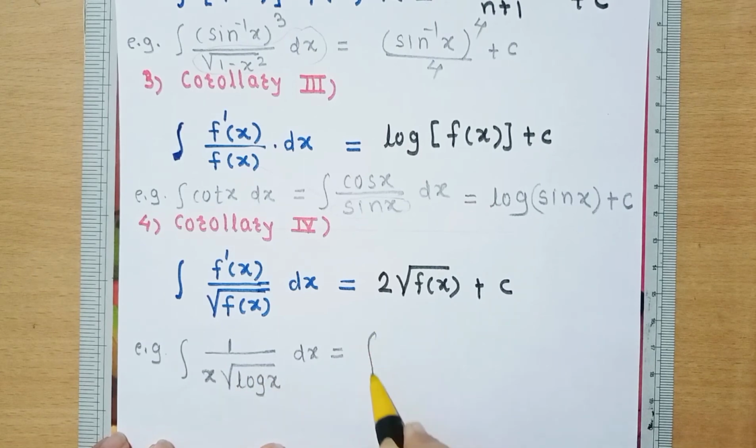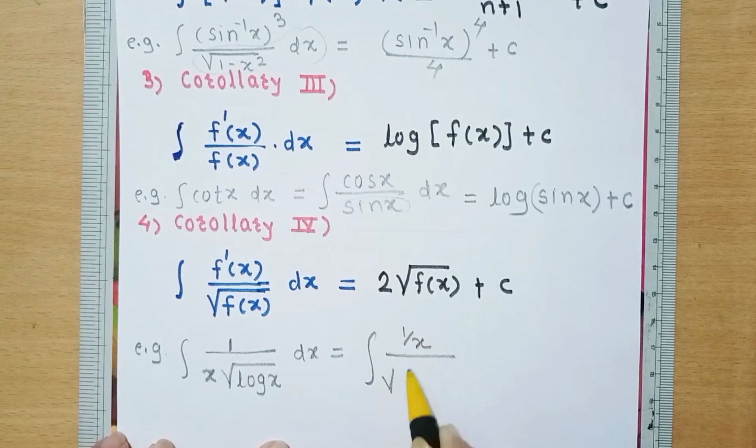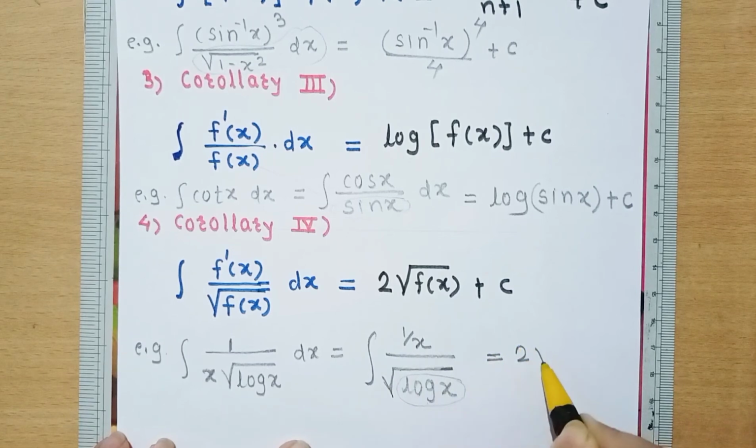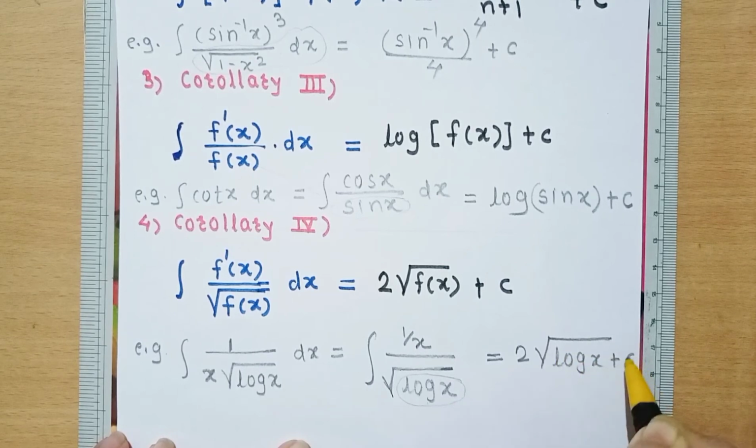Again we will write this as 1 upon x in the numerator, and downside write root of log of x. Now if we consider this log of x as f x, then its derivative is 1 upon x present, but this function is under the root symbol, so directly its answer is 2 root f x, which is log of x, plus c. Now we will use these rules and we will find the integrals of some trigonometric functions.